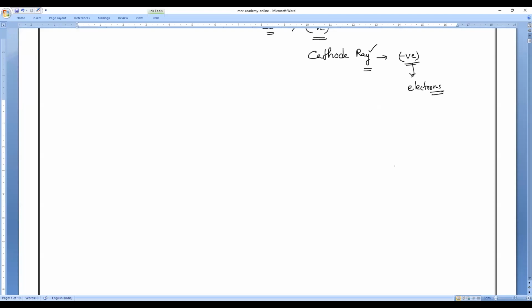So next, the electrons have a definite mass and charge, which are independent of the gas which is filled inside the discharge tube. So you can fill any kind of gas inside the discharge tube. Irrespective of the gas, the electrons which are produced, that is the cathode rays, always have the same amount of mass and the same amount of charge. So that is the second point.